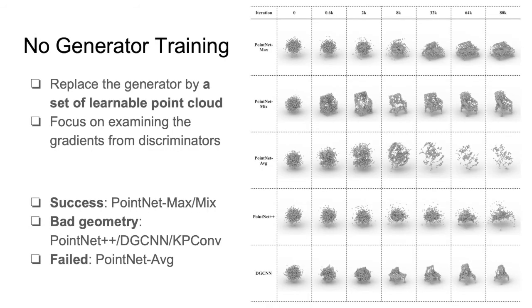We design a diagnostic no-generator experiment to factor out the impact from generators and reveal that the gradients of sampling oversensitive discriminators prioritize adjusting sampling patterns over producing better shape geometry. Here we can see gradients from PointNet++ and DGCNN cannot update the shape in a correct way, whereas PointNet Max and PointNet Mix are capable of moving the points into good shapes.